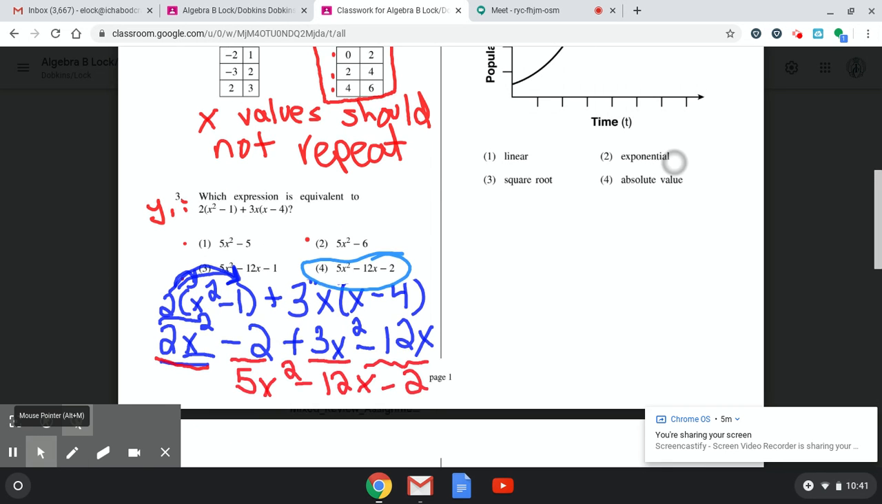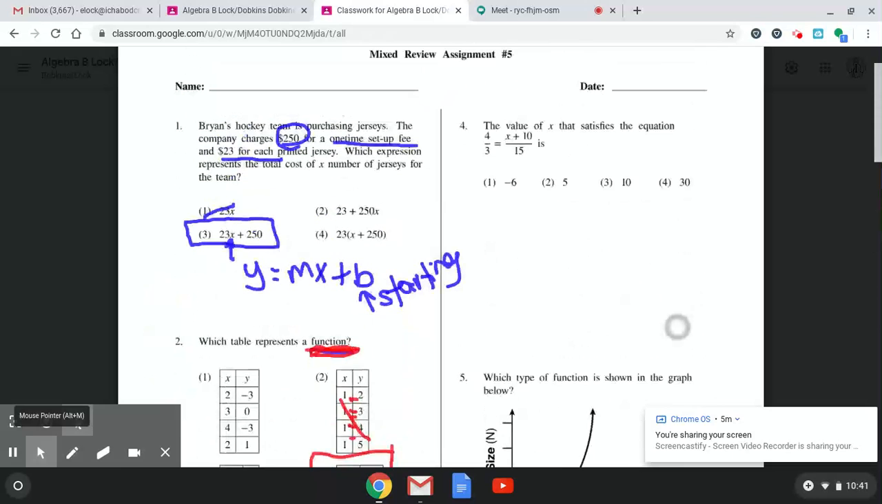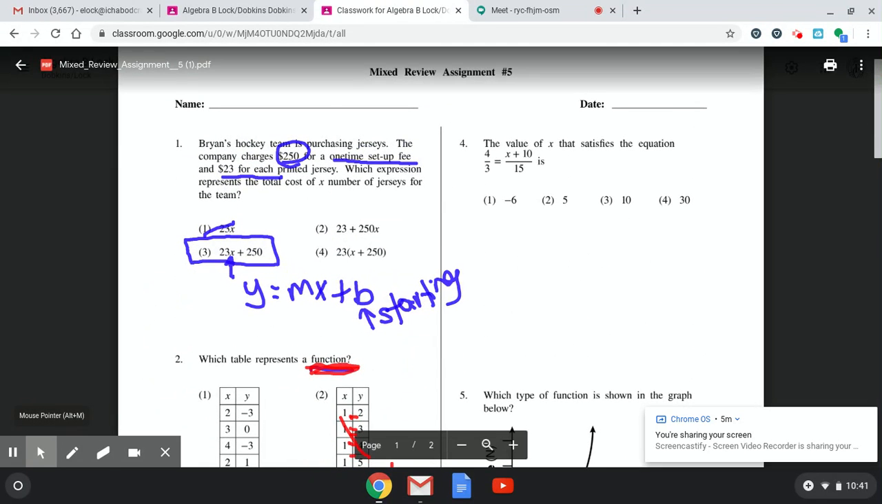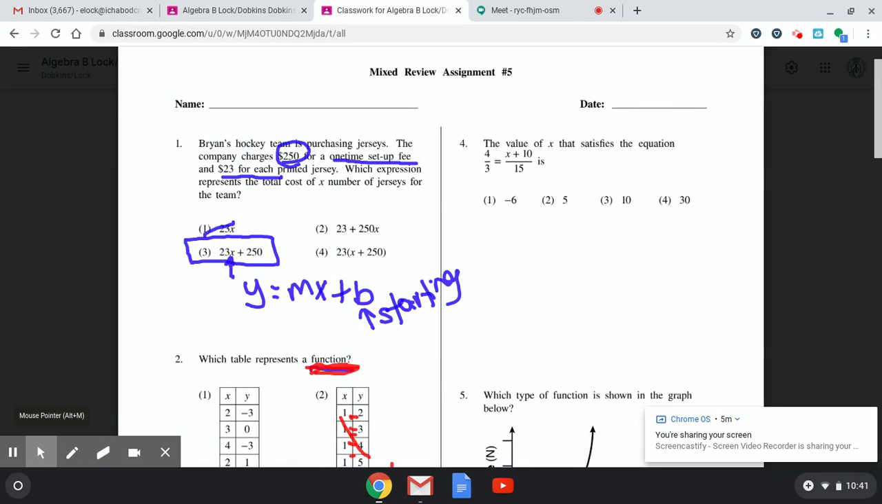Moving up to number 4. Number 4 says the value of x that satisfies the equation 4/3 equals (x plus 10)/15 is.